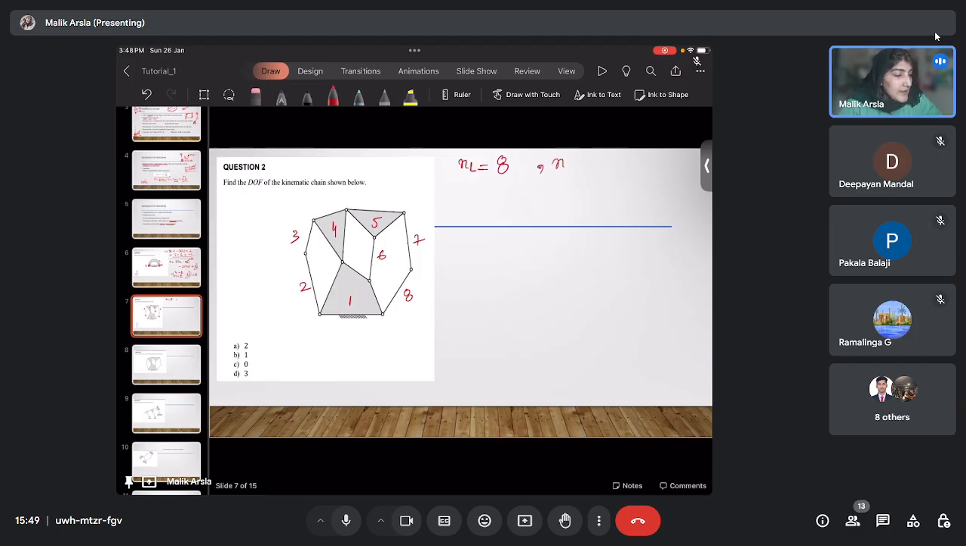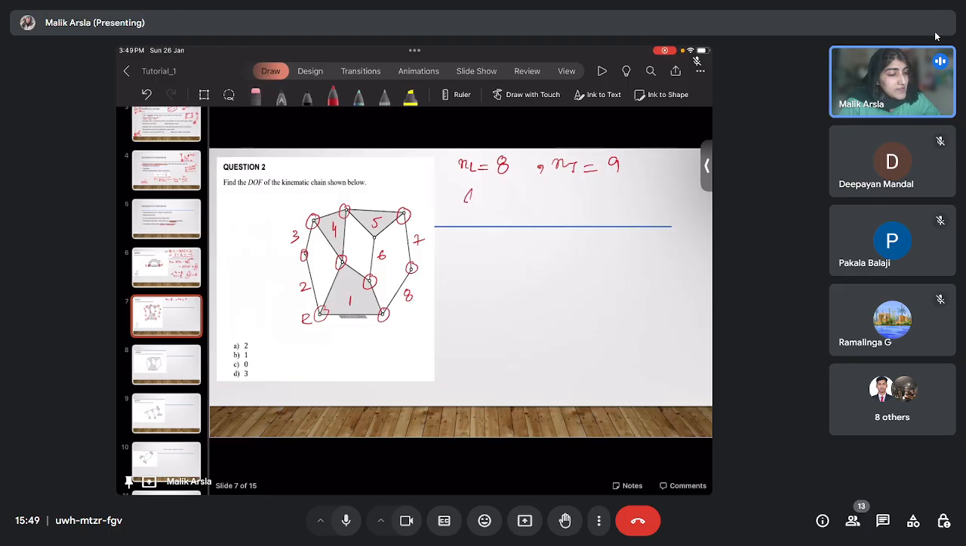Now the number of kinematic pairs. See, this is 1. We can say it is R, but I will not write R every time because here we have only revolute joints. There are no prismatic joints. So this is 1, 2, 3, 4, 5, 6, 7, 8, and 9. So the number of joints, or kinematic pairs, is 9.